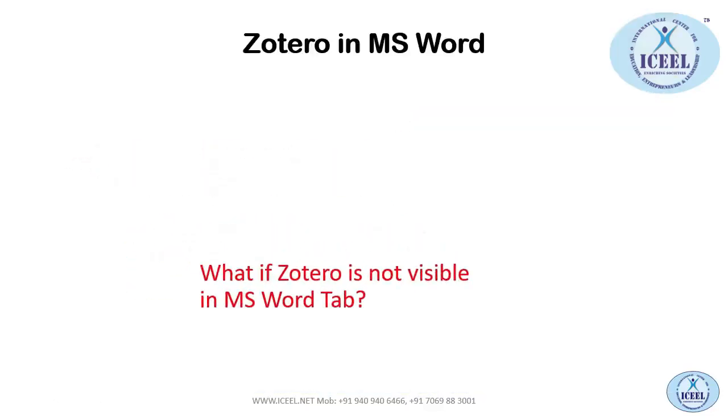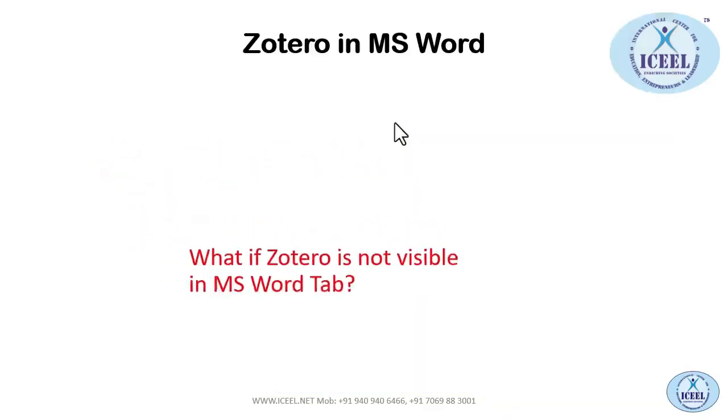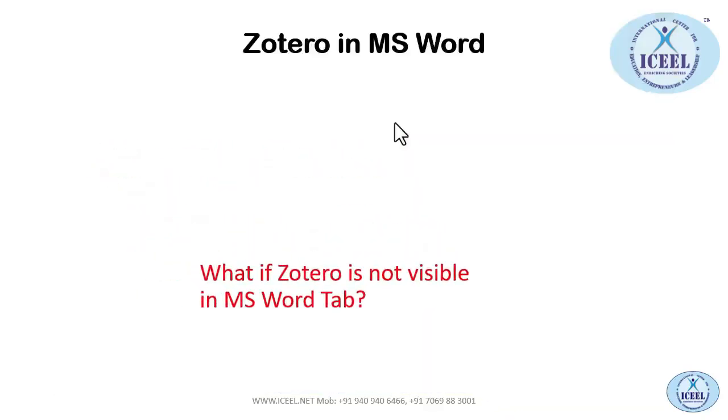Let me ask another question: what if Zotero is not visible in the MS Word file? Many times it happens that it is not visible in the Word file. You open Zotero in the taskbar, it is functioning very well, but it is not visible over here. Is it a problem in installation? Rather than a problem, I would say it is an integration problem. How to remove this particular error?